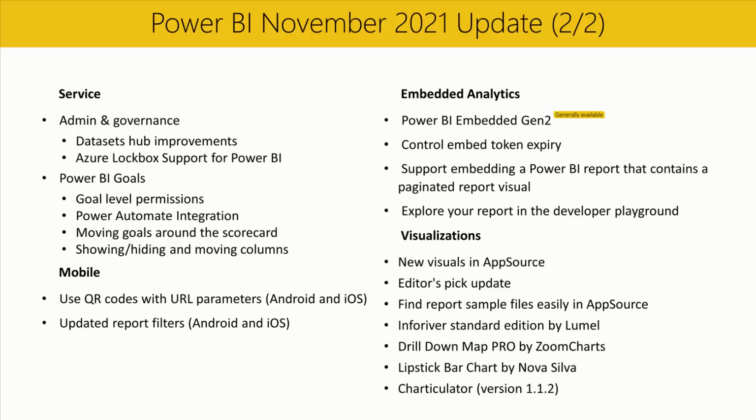First, you can now use QR codes with URL parameters to access Power BI reports. While you've been able to use the mobile app to scan a QR code to open a report, you can now also add query parameters to the report URL, so that when a QR code with the URL is scanned, those query parameters become the report's filter.